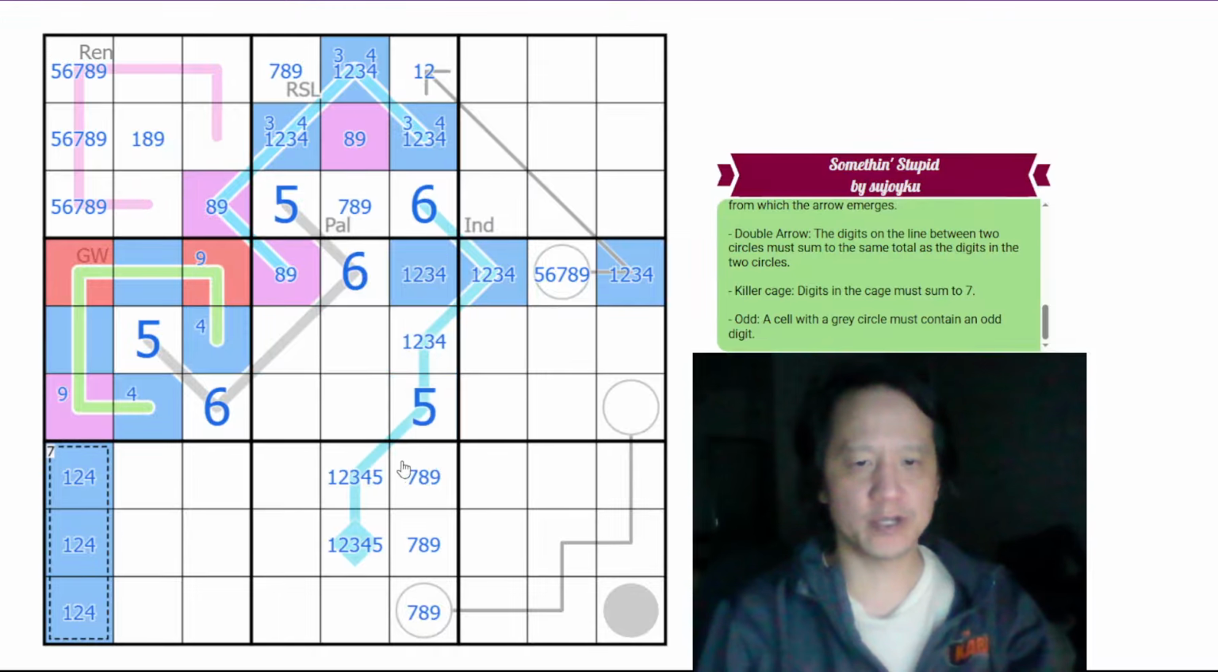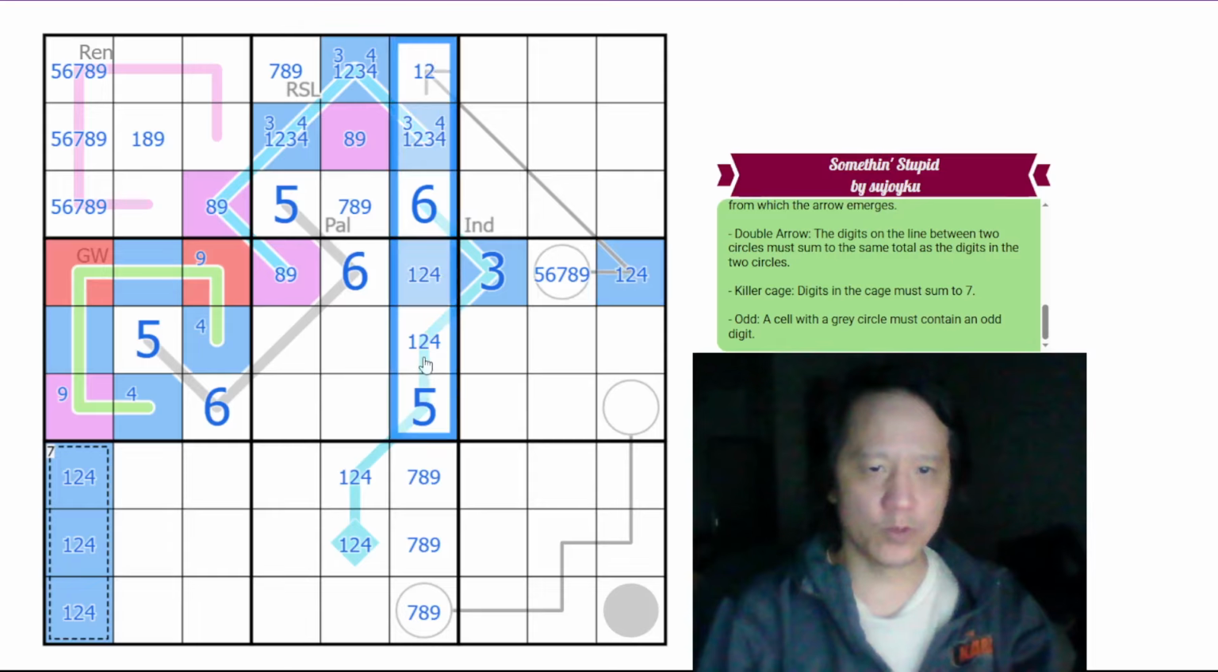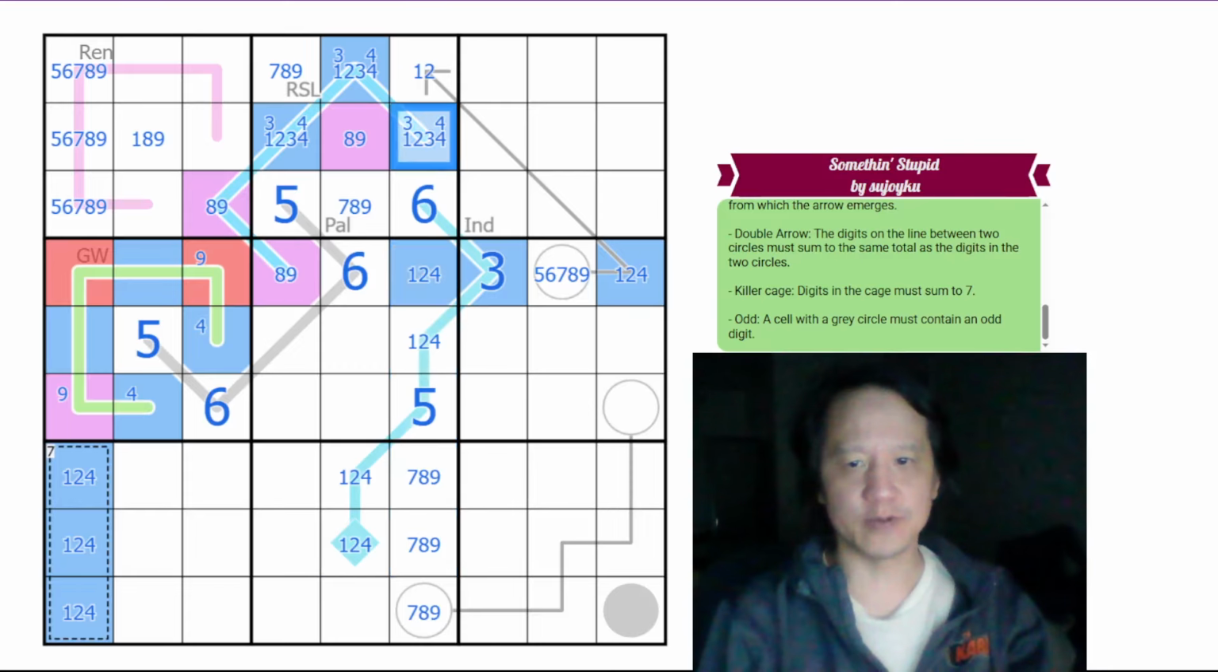Which means 3 has to be in the 5th spot, so this is 3. That means this can't be 3, and these can't be 3 or 5. This can't be 3, and this can't be 3. We have a 1, 2, 4 triplet in column 6, which eliminates 1, 2, and 4 in the rest of the column. This can't be 1, 2, or 4, it's 3, which eliminates 3 in the rest of the box.